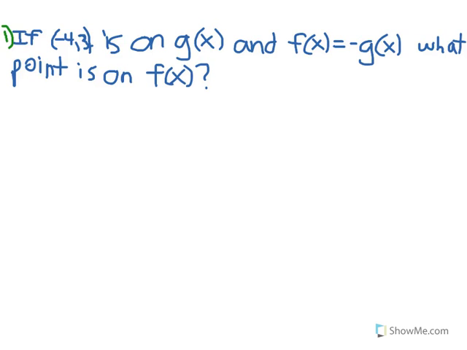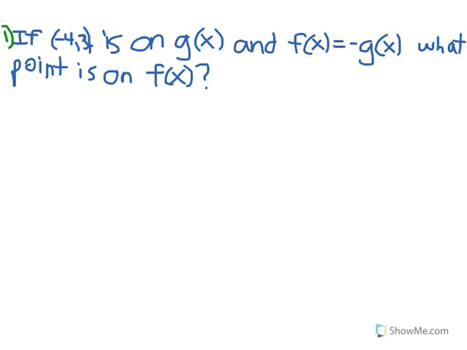This is question number 1 off of the quadratics practice test for IB1. And here's what it says. If the point (-4, 3) is on g(x) and f(x) equals negative g(x), what point is on f(x)?